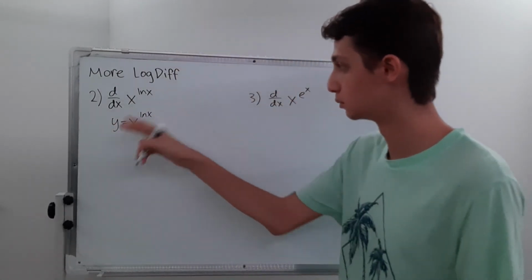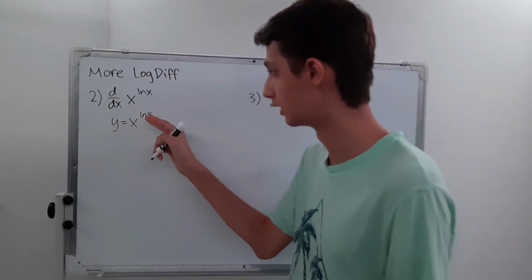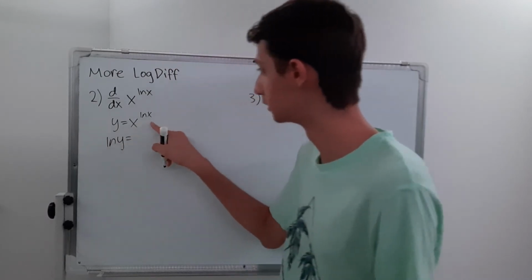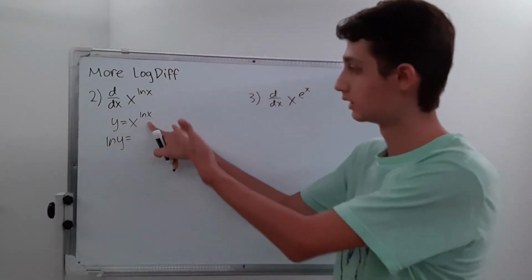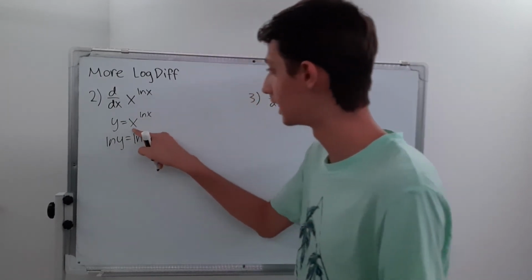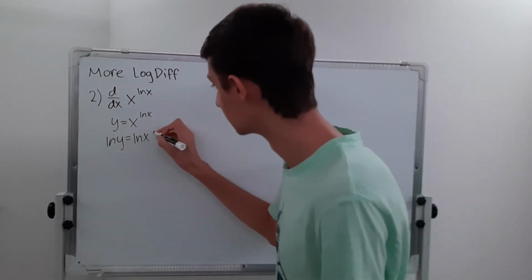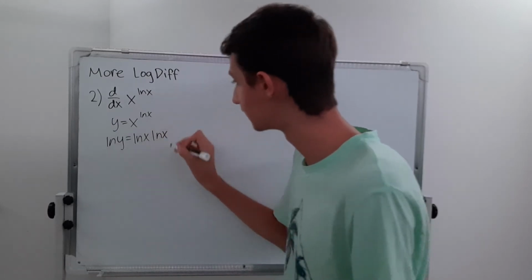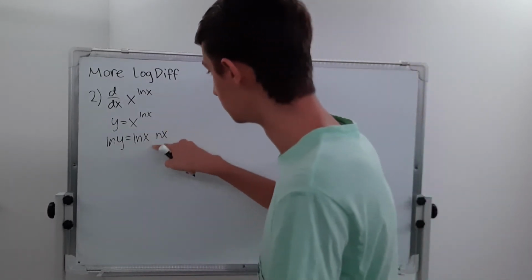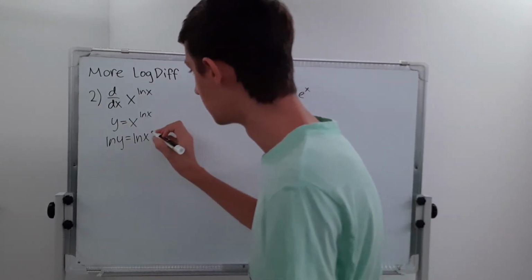And then all we got to do is take the natural log of both sides. ln y is equal to, and then we remember the natural log is going to move to the front, so ln x times the natural log of this x. So we get ln x times ln x. I could write this as (ln x) squared, which I will actually, because that makes things easier.